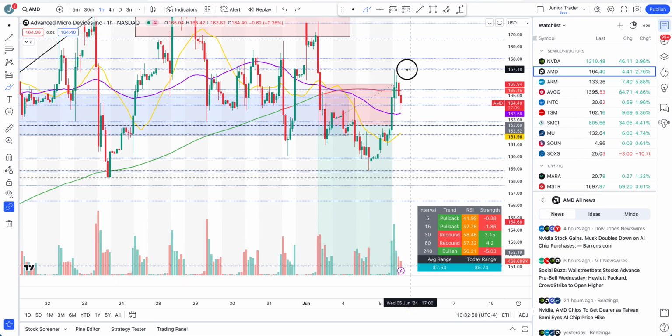Now yes, we are seeing a sell-off. Is it a short again? And the answer to that, at least in my opinion, again, nothing is financial advice here, only for education purposes.